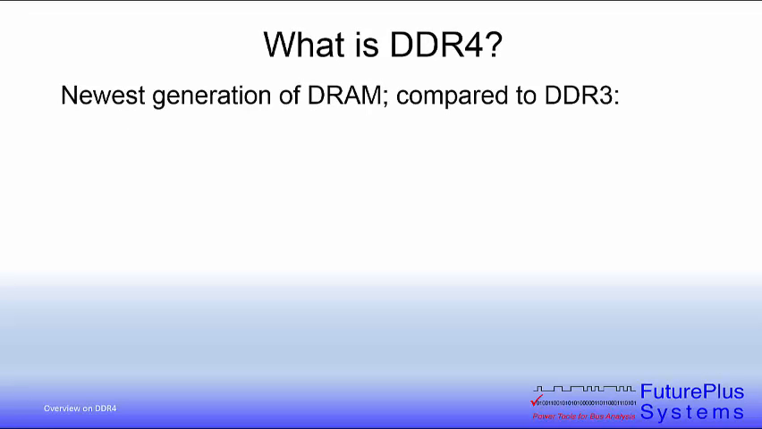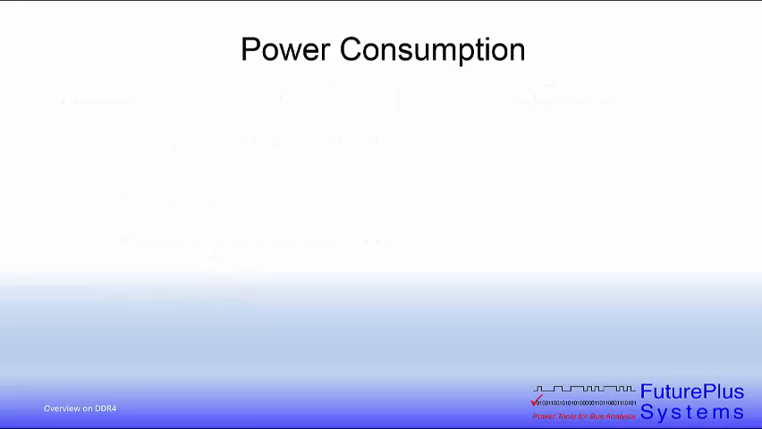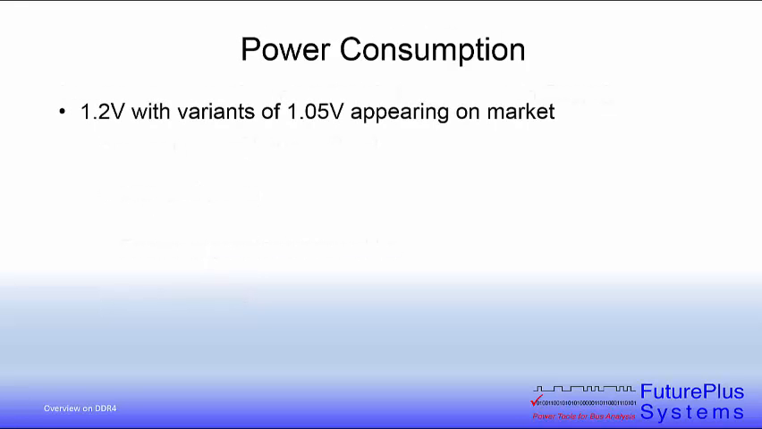DDR4 is the newest generation of DRAM with the highest data rate transfer speeds on the market and can be utilized by any laptop, workstation, or server. It compares to the previous generation of DDR3 by having lower power consumption, higher density, faster and greater bandwidths, and is more reliable. DDR4 starts out with initially requiring a lower voltage of 1.2 volts as compared to DDR3's 1.5 volts. Lower voltage variants of 1.05 volts have also started appearing on the market.